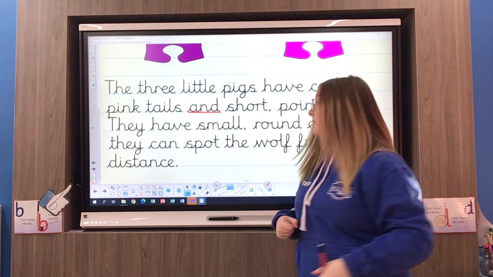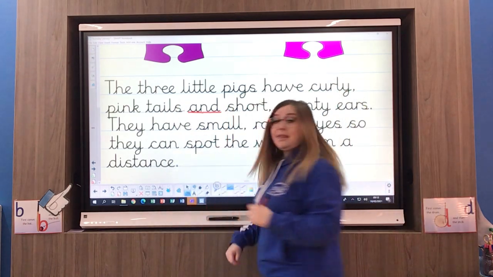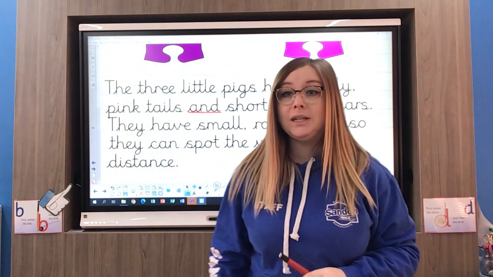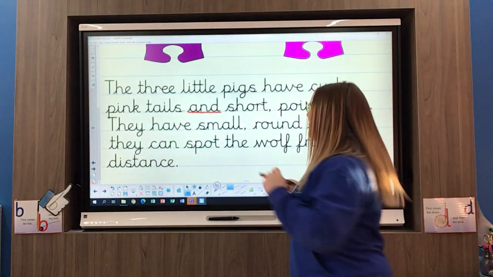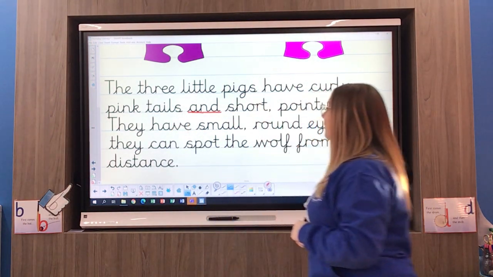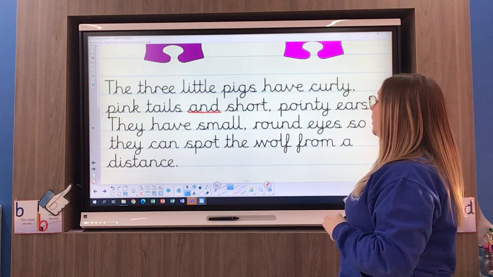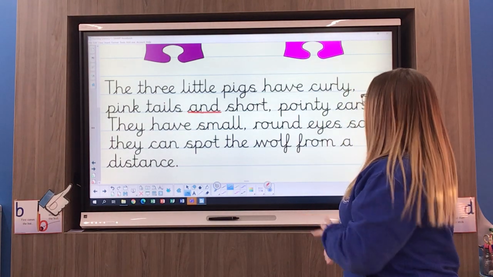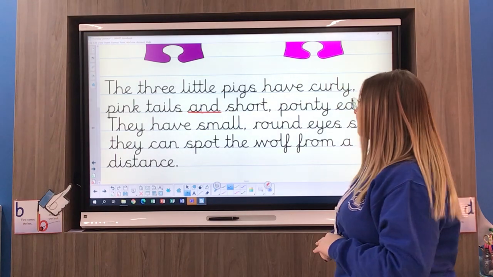I could have stopped it there, I could have put a full stop, and that could have been it, but I wanted to make it longer, so I added my conjunction and. The 3 little pigs have curly pink tails and short pointy ears.